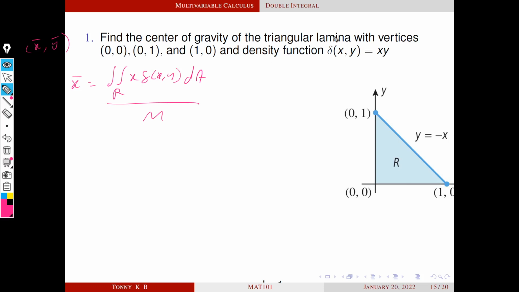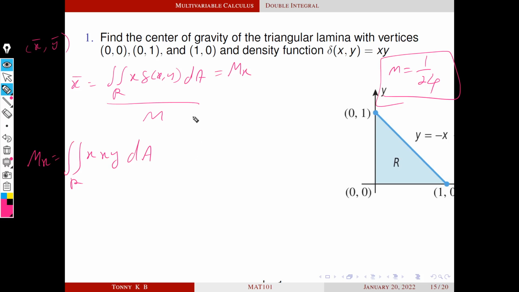In the previous session, we have seen that the mass of this lamina, the same problem, is equal to 1 by 24. So we have to find this numerator. I'm going to denote this numerator by Mx. Then our aim is to find this Mx. So Mx is equal to the double integral over R of x into delta, what is delta? xy. x into xy dA.